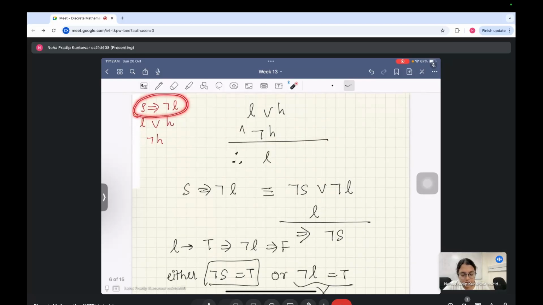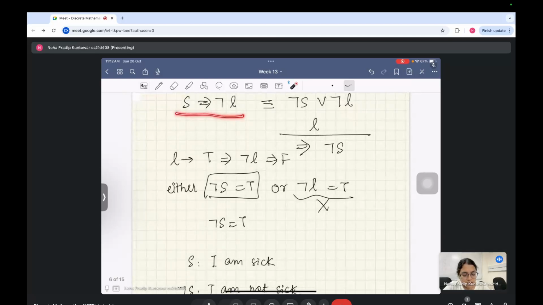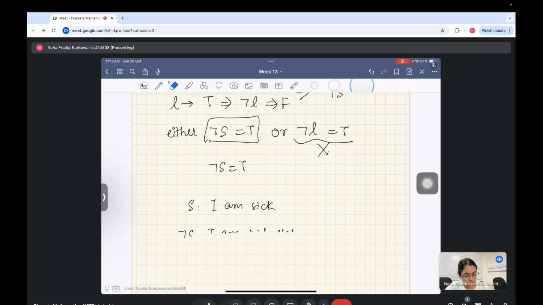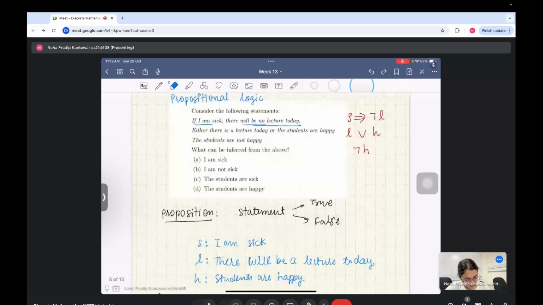Next we look at this proposition here. So this is S implies negation L. Using the equivalence, we know that this is the same as negation S or negation L. So this says that either negation S is true or negation L is true. But now we know additionally that L is true, therefore negation L is false, therefore it should be that negation S is true. And this is what it means. It means I am not sick. So the answer for this is B.